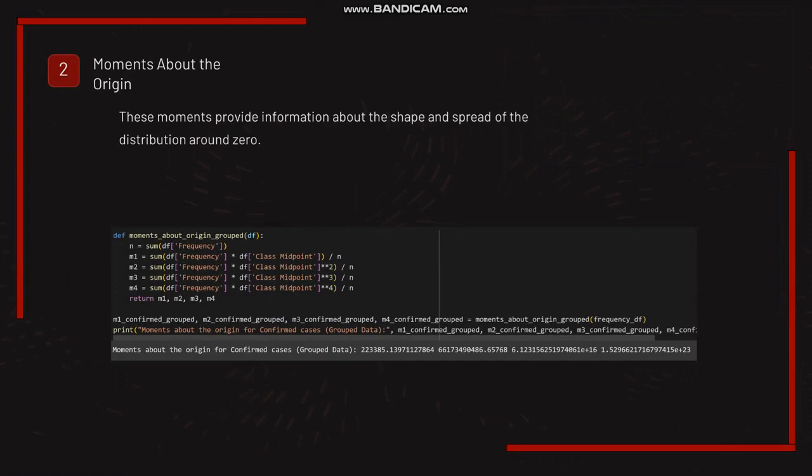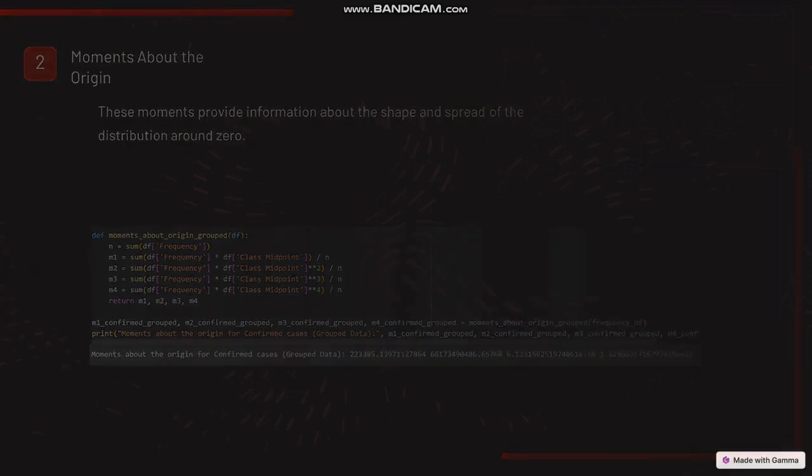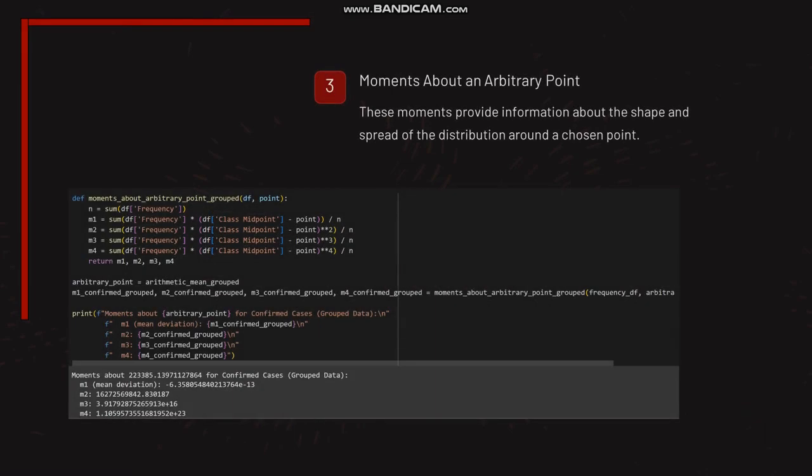Similarly, moments about origin provide information about the shape and spread of the distribution around zero. And moments about an arbitrary origin provide information about the shape and spread of the distribution around a specific chosen point.